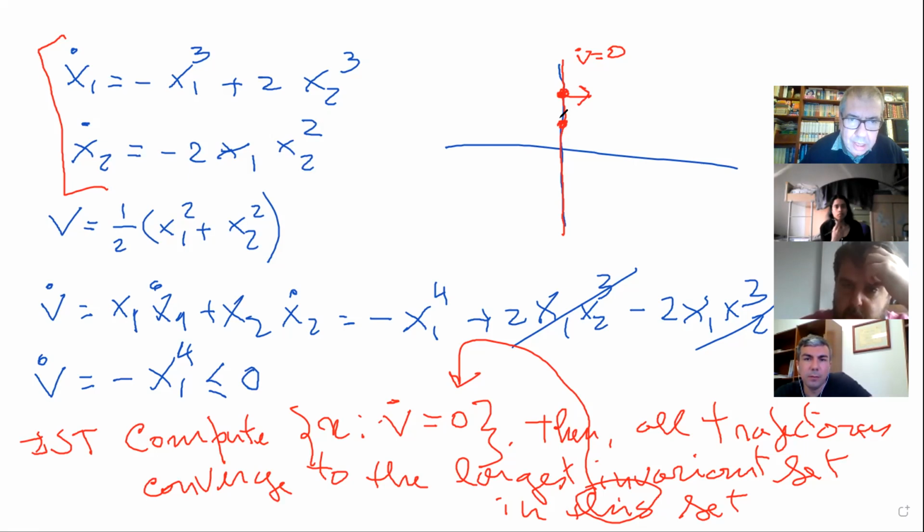What happens if you are here? But their x1 is also 0, so it's more or less the same. Probably you go with a different velocity to move away. So this is not it.